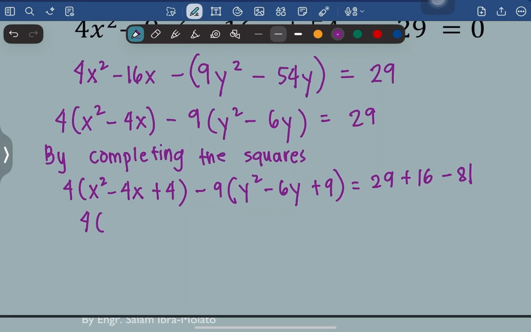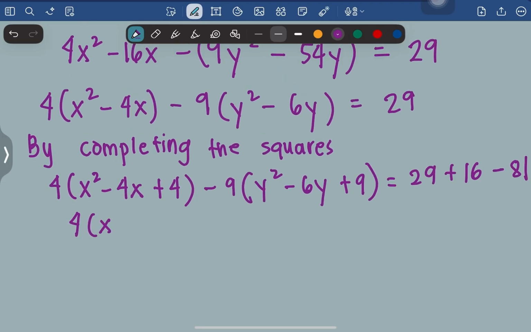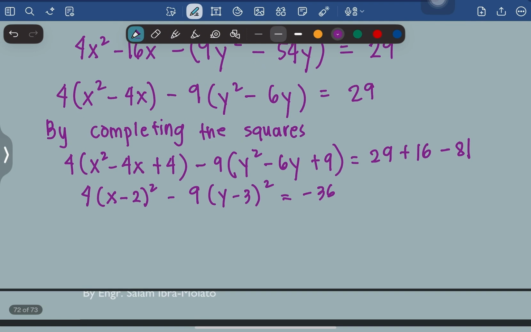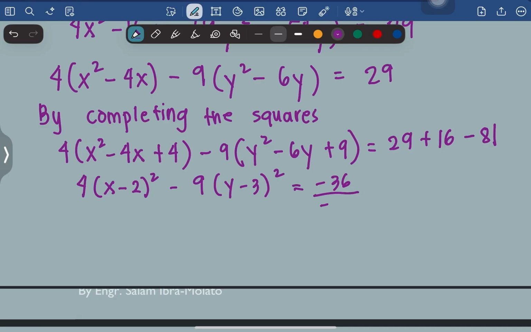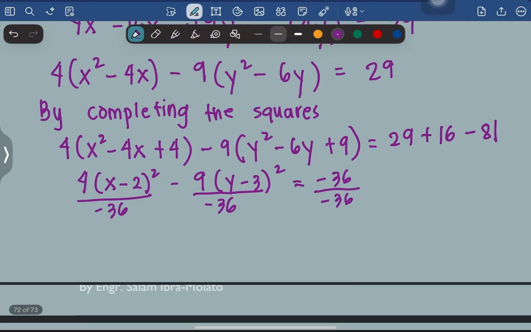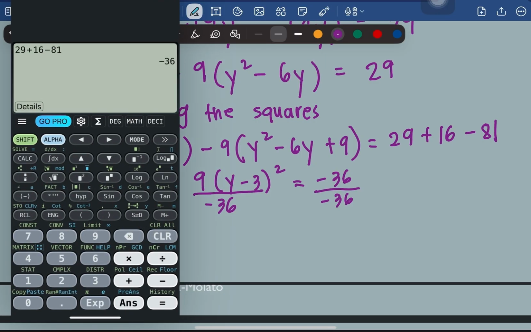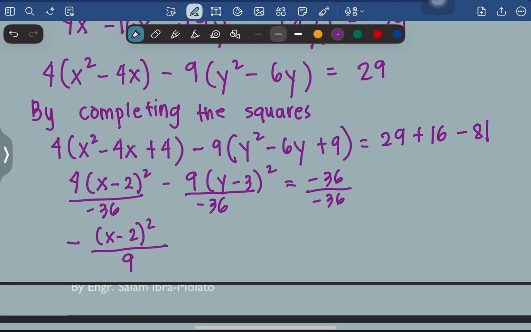So to get the binomial, so this becomes negative x minus 2 squared minus 9y minus 3 squared equals negative 36. Then para ma-convert natin to standard equation, we need to divide all the terms by negative 36. So 4 divide negative 36 is negative 4 divide 36, negative 9.